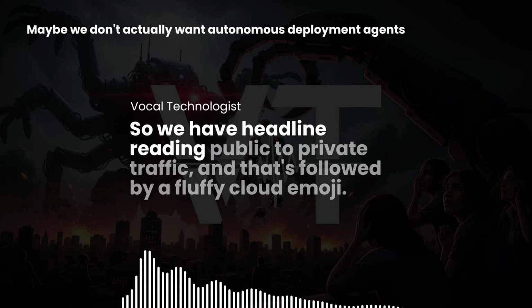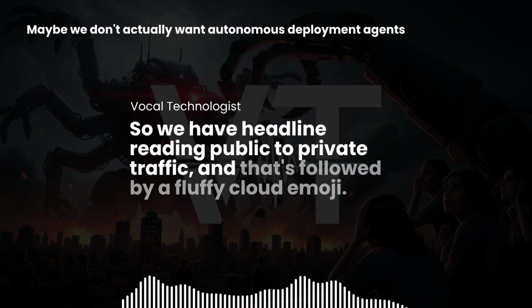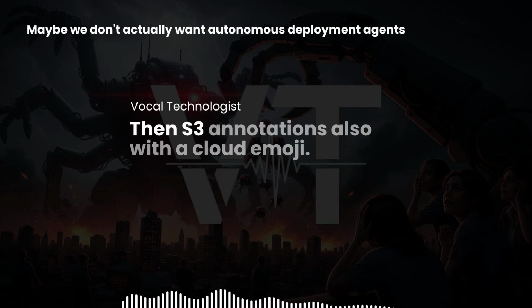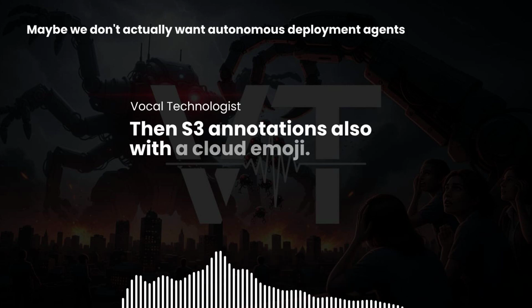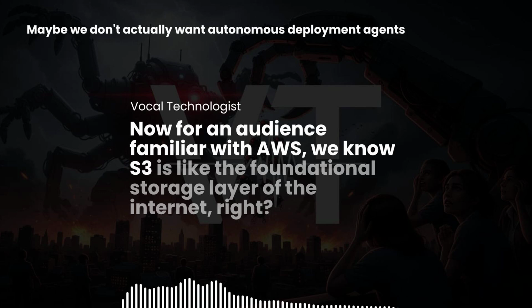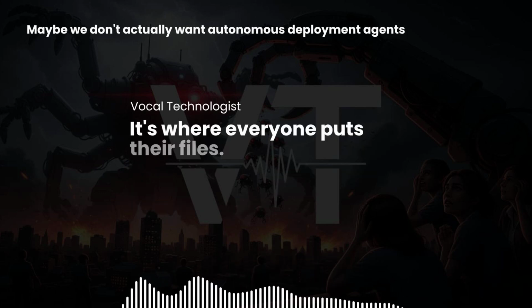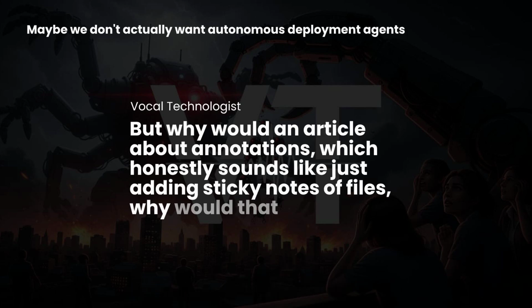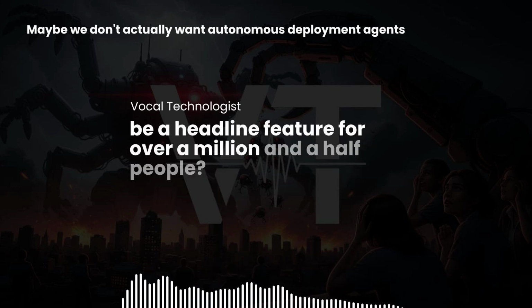So we have the headline reading, public to private traffic. And that's followed by a fluffy cloud emoji. Okay, makes sense. Then S3 annotations, also with a cloud emoji. Now, for an audience familiar with AWS, we know S3 is like the foundational storage layer of the internet, right? It's where everyone puts their files. Exactly. But why would an article about annotations, which honestly sounds like just adding sticky notes to files, be a headline feature for over 1.5 million people?